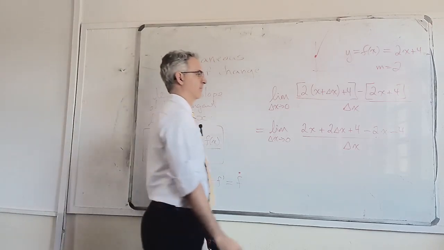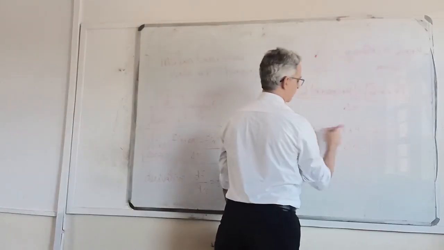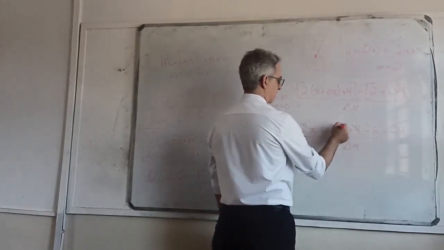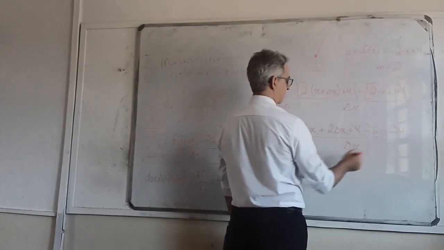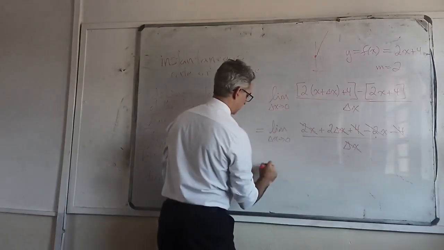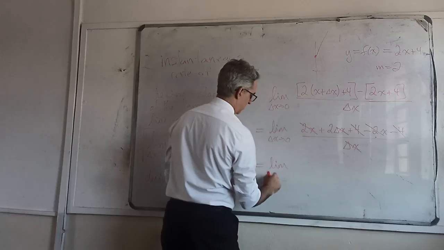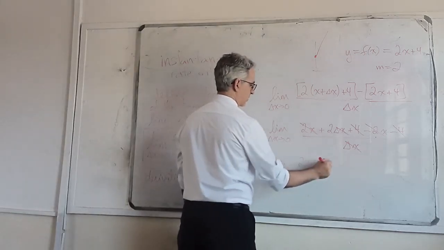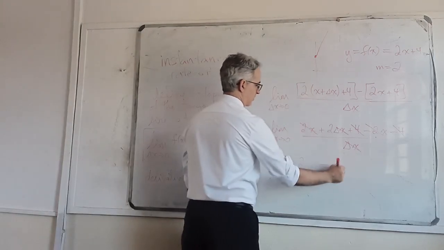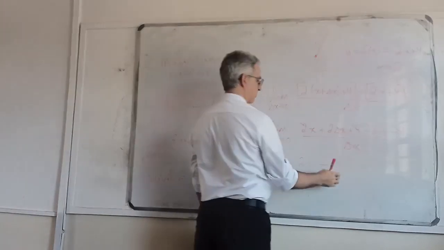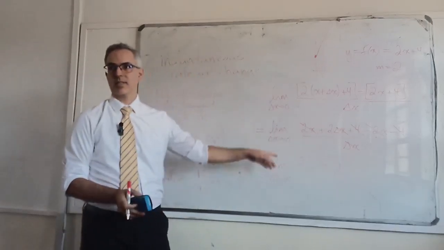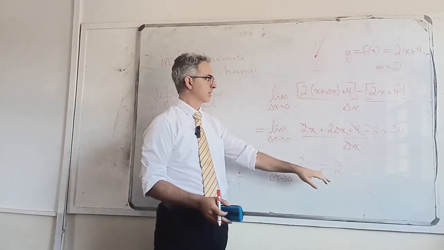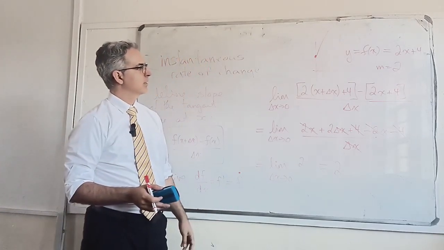Which ones? 2x minus 2x. 4 minus 4. Delta x and delta x. So what are we left with? We have the limit as delta x goes to 0 of 2, which is 2. Now, notice in this case my answer does not depend on x. So we'll come back.